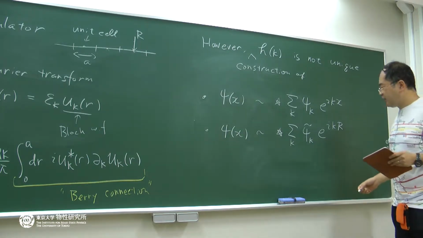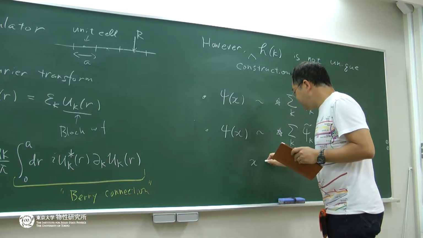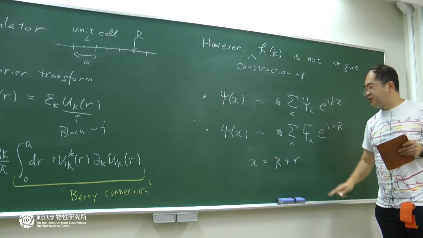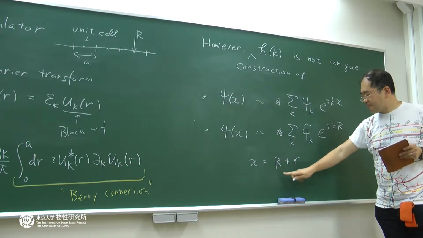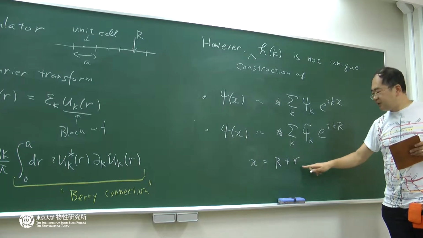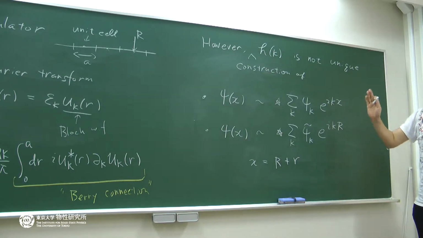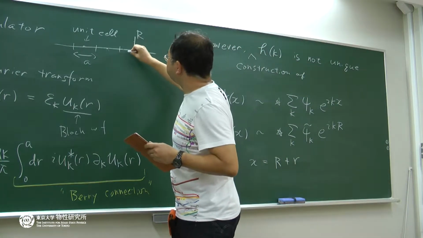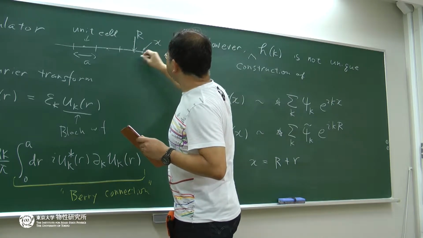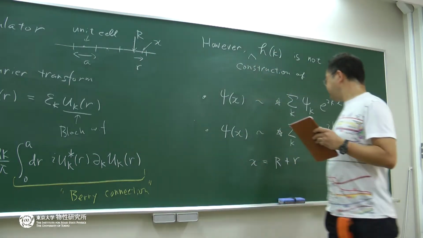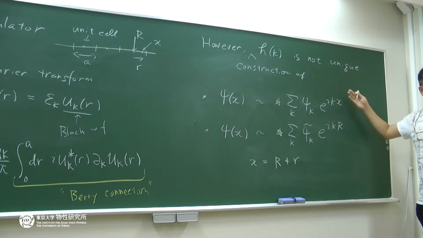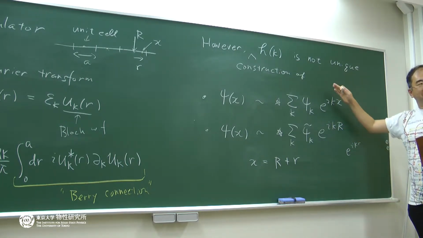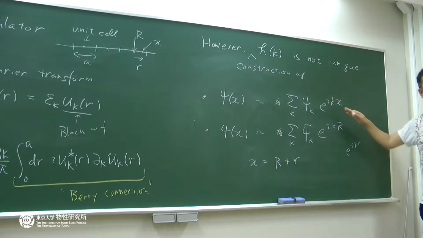Of course, this x is related to R. So R is the representative position of the unit cell, and in this case the small r is the deviation of the location from this representative position. So if x is here, then this deviation is small r. Of course, these two definitions are simply related by the phase factor e to the ik times r. So these are not essentially different, just a different convention.